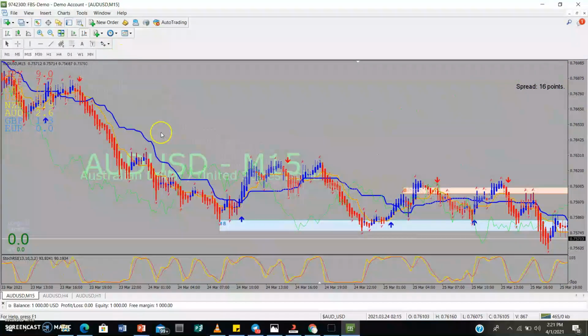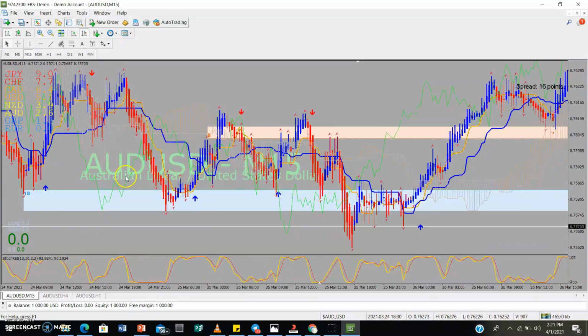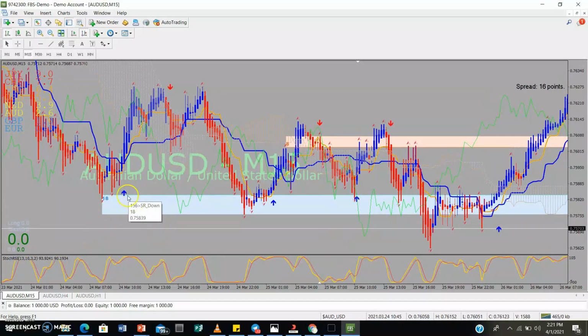As you can see, we talked about these horizontal painted regions being the support levels and the resistance levels, right? So you would want to buy, for instance, if your arrow is closer to the support level on that pair, right?